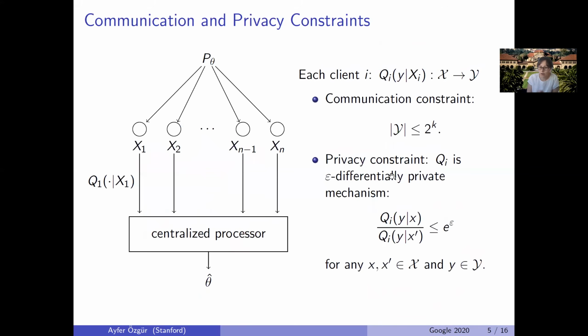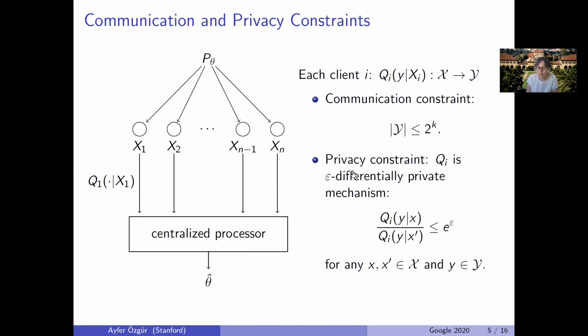And how do we model these constraints? As I mentioned before, we will allow the mapping at each node to be randomized, in which case you can represent it as a conditional probability distribution, which tells you how to map given xi. Each sample is mapped to some arbitrary output alphabet by this conditional distribution. If we have communication constraints, we would want to restrict the cardinality of this output alphabet, say by 2 to the k, in which case each symbol in this output alphabet can be represented by k bits. We would be communicating at most k bits per sample per node.